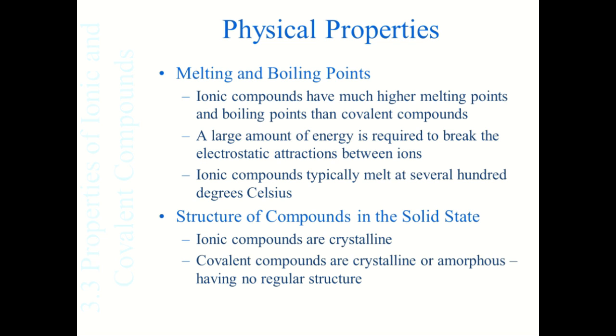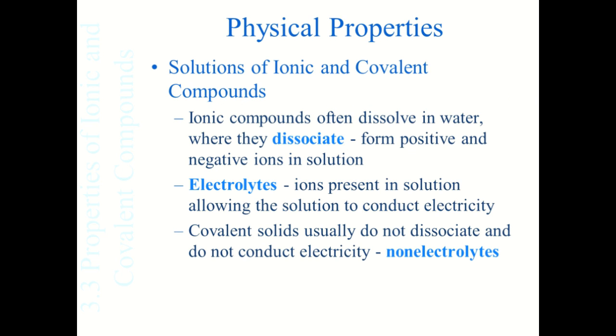Ionic compounds are crystals. Covalent compounds can be crystals or amorphous, meaning they don't have a regular shape. Okay?